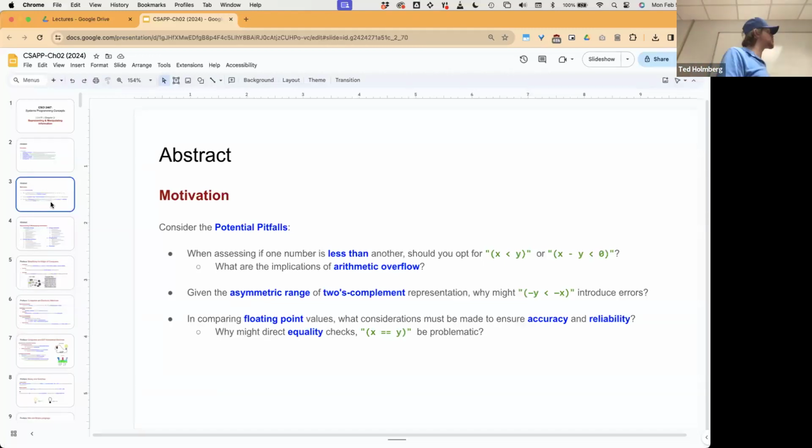Okay, let's think about some other potential pitfalls that we can have just due to the underlying representation of information in our system. Given the asymmetric range of 2's complement representation, might negative Y less than negative X introduce errors, create exceptional behavior that we might not expect? Again, we're going to see instances in code where we can actually break this. And then finally, in comparing floating point values, what consideration must be made to ensure that you get both accuracy and reliability versus, say, for instance, integers?